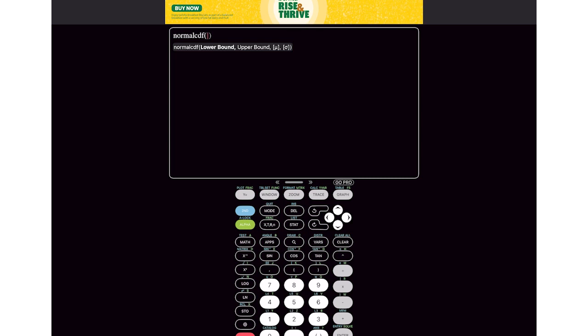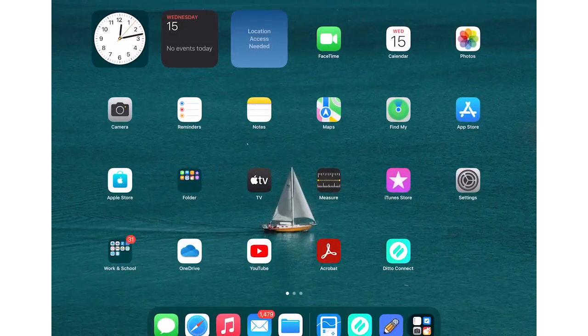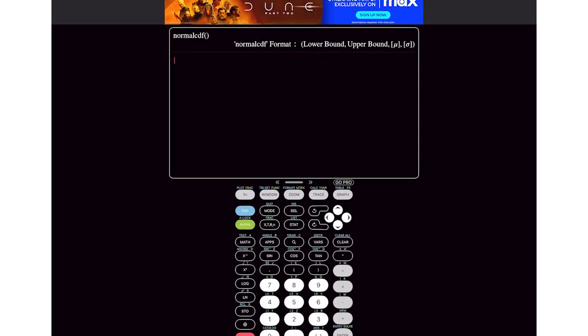So what I need to do, if I look at my graph, my lower boundary would be 1.67. Remember, the graph goes on forever towards positive infinity. We can't type infinity down for our upper bound, but we can use just a really big number, like a really big z-score. So we can type in like 10,000, okay? That's basically 0. So 1.67 is my lower bound.